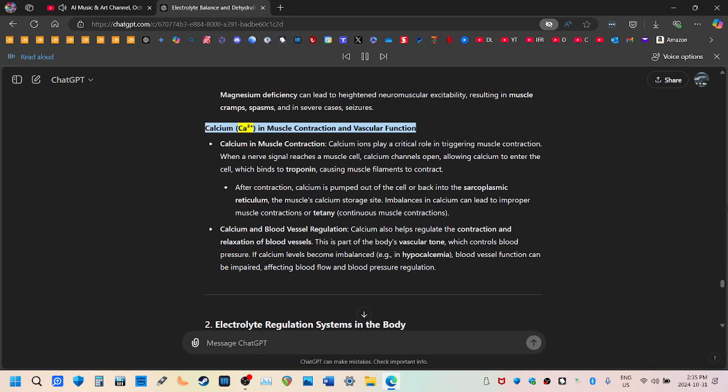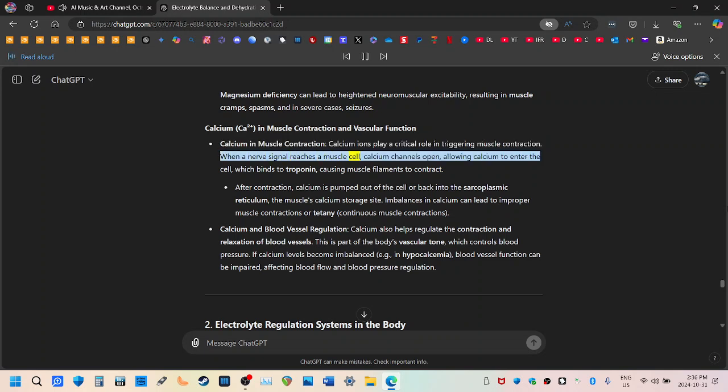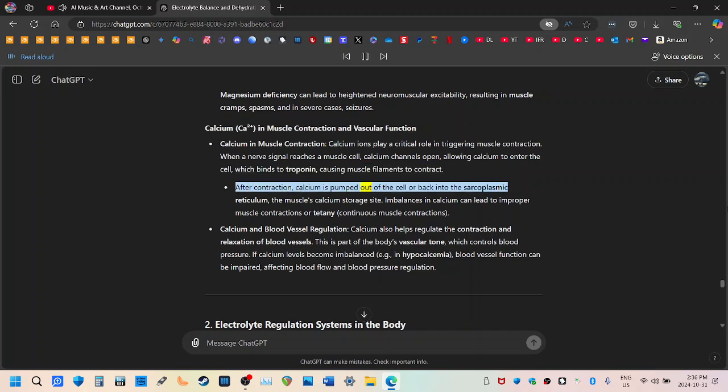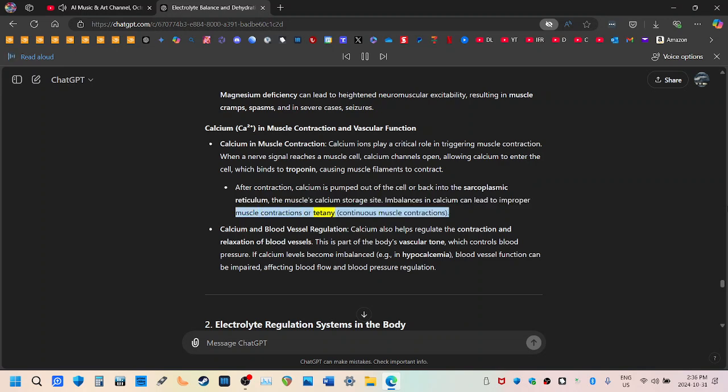Calcium (Ca²⁺) in muscle contraction and vascular function. Calcium in muscle contraction. Calcium ions play a critical role in triggering muscle contraction. When a nerve signal reaches a muscle cell, calcium channels open, allowing calcium to enter the cell, which binds to troponin, causing muscle filaments to contract. After contraction, calcium is pumped out of the cell or back into the sarcoplasmic reticulum, the muscle's calcium storage site. Imbalances in calcium can lead to improper muscle contractions or tetany, continuous muscle contractions.